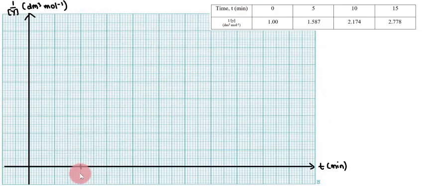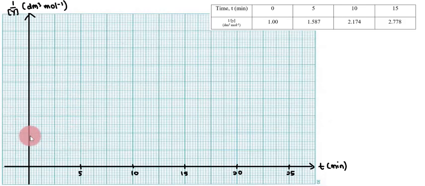Okay, untuk paksi X sama macam tadi, saya akan ambil skala 4. Setiap 4 kotak adalah 1 minit. So, 5 minit, 10, 15, 20, 25.